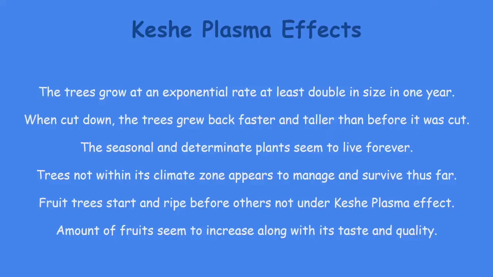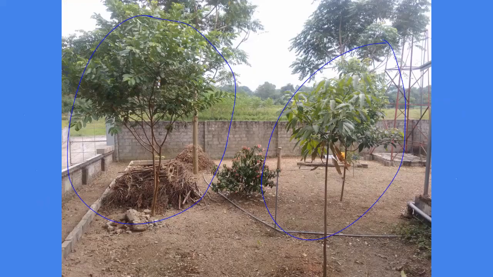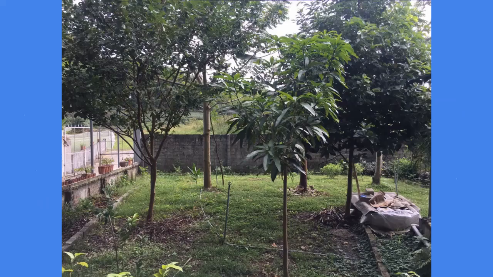Keshe plasma effects: the trees grow at an exponential rate, at least double in size in 1 year. When cut down, the trees grow back faster and taller than before it was cut. The seasonal and determinate plants seem to live forever. Trees not within their climate zone appear to manage and survive thus far. Fruit trees start and ripen before others not under Keshe plasma effect. The amount of fruit seems to increase along with its taste and quality. So this is an example of the before and after. There it is, after. After is at least double in size, just within 1 year.